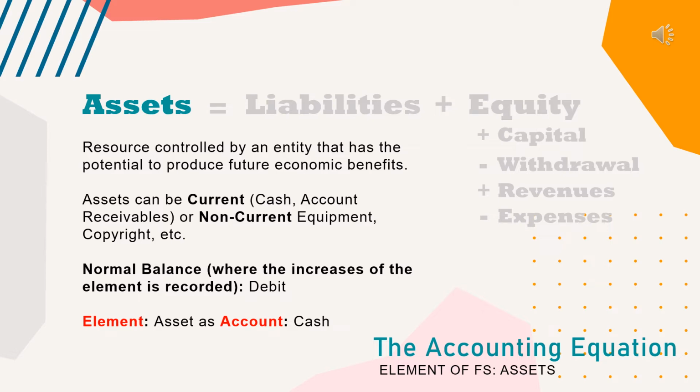Another example is a receivable. A receivable is controlled or owned by the business as it has the right to collect it, and it can restrict others from having the same right. A receivable has the potential to produce future economic benefits as the business collects it. In some cases, receivables can be sold to others, such as financial institutions, at a discounted amount.